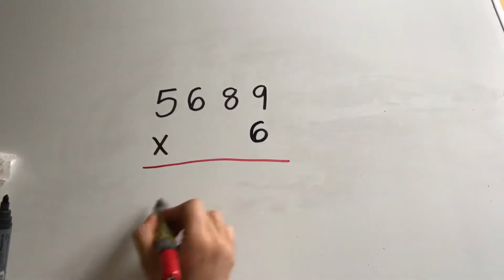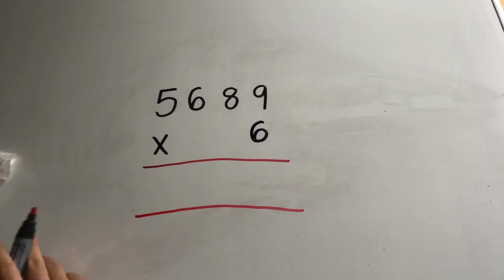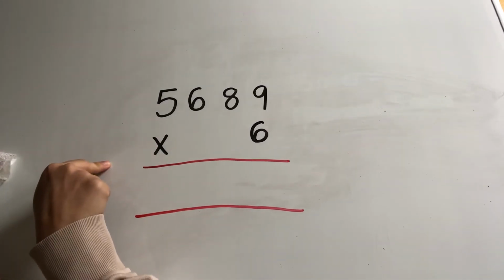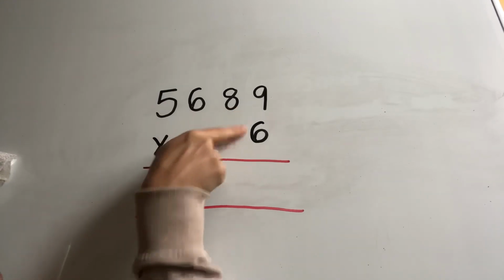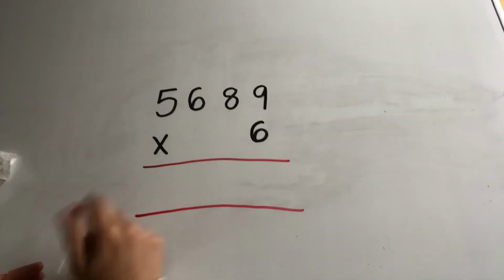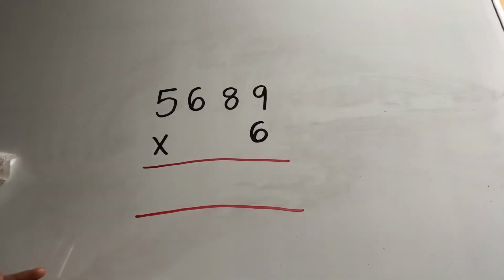So our question says 5,689. I'm going to check I've written all the numbers individually in one box. My larger number is on top, and all my columns are lined up. So my ones number is lined up with each other. So remember, read bottom up. So 6 groups of 9.